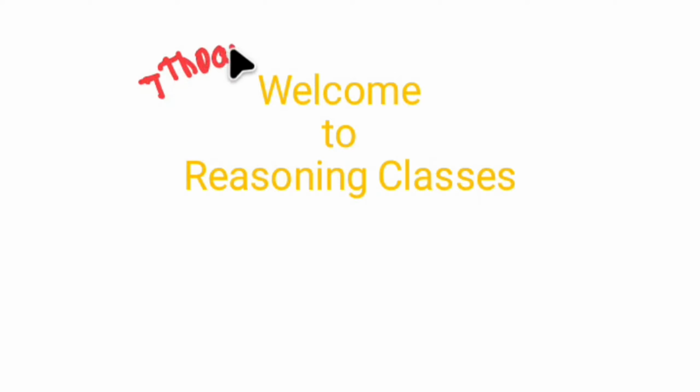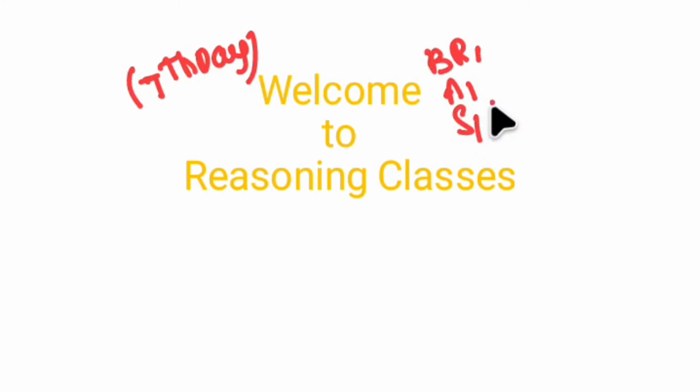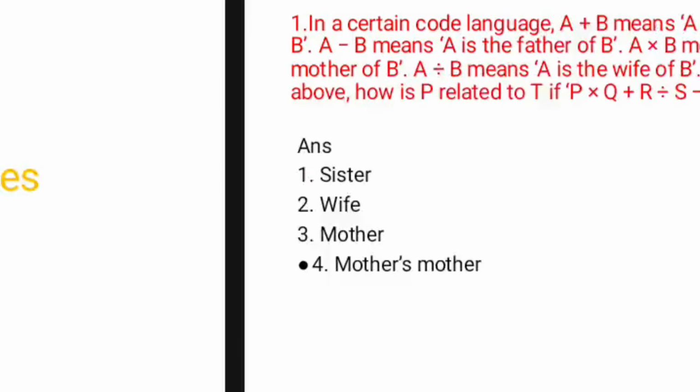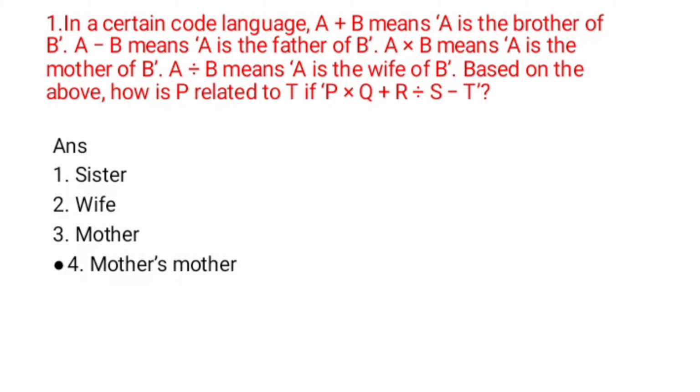In this session we are covering topics spanning from blood relation, analogy, syllogism, number series, odd man out and others. In this session we have 12 questions to solve. The first question is related to blood relation. Let us read the question.